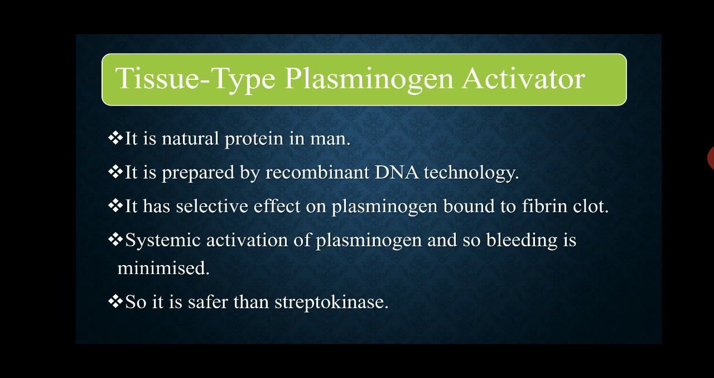It has a selective effect on plasminogen bound to fibrin clot, and not on systemic activation of plasminogen, and so bleeding is minimized. So it is safer than streptokinase. Therefore tissue type plasminogen activator is safer than other agents because of this selective activation of plasminogen, and so bleeding is minimized.